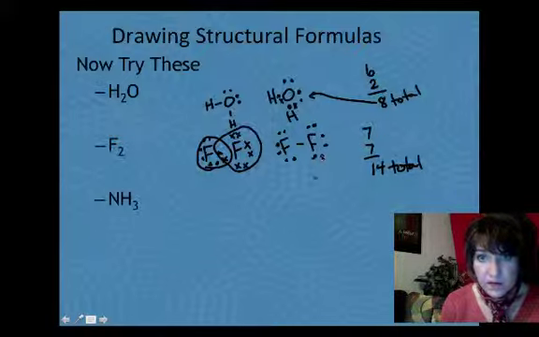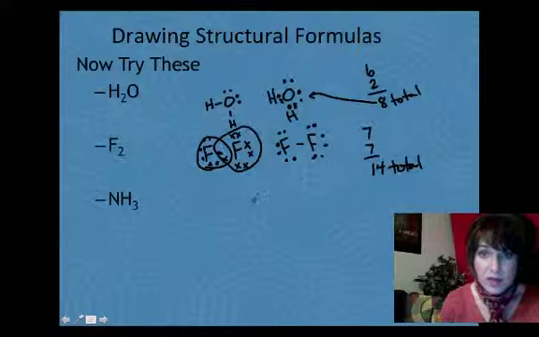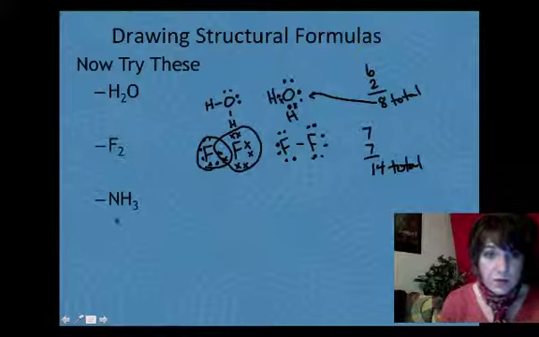So we give everybody their 8 electrons and show which ones are in the bond, and the dots represent the ones that are not in the bond. Okay, now the last one is ammonia.